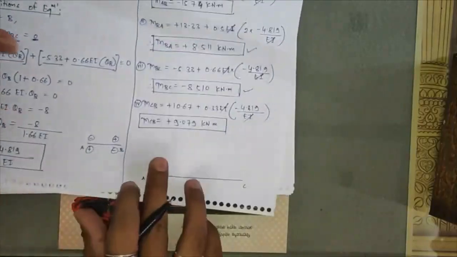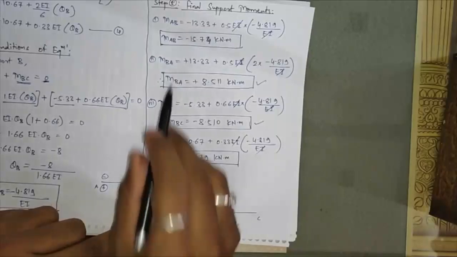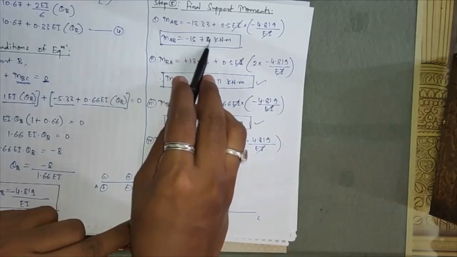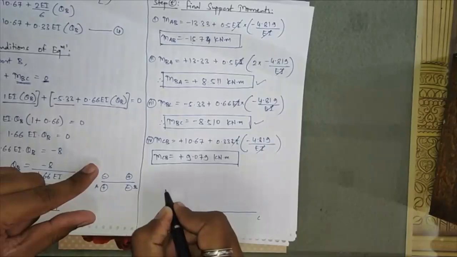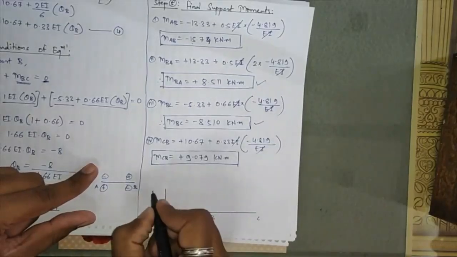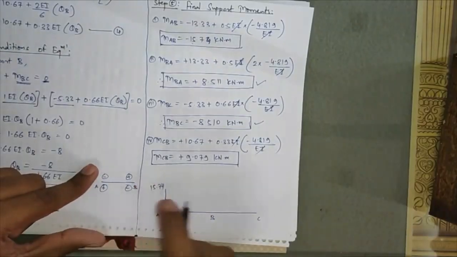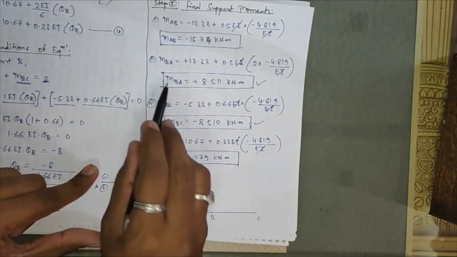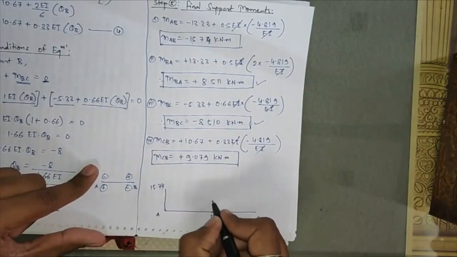These are for support moments. Then at joint A, how much moment are you getting? Minus 15.74. So it is minus, so it will be plotted on the upward side, 15.74. Same way, now at B, the moment you are plotting, that is MBA, you are getting 8.511. So positive it is, so it will again go on the upward side.